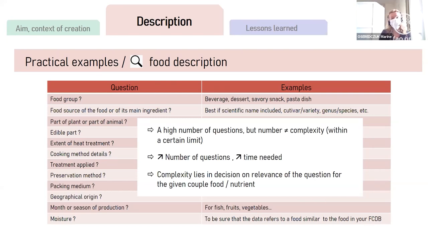As a preliminary conclusion on this category for assessment, I would say that it includes a high number of questions, but number is not necessarily associated with complexity. Nevertheless, the more questions you have, the more time you spend to perform the assessment. And care was taken to limit as far as possible the number of questions. Indeed, in this category, complexity lies in the decision on the relevance of the question for the given couple, food and nutrient.